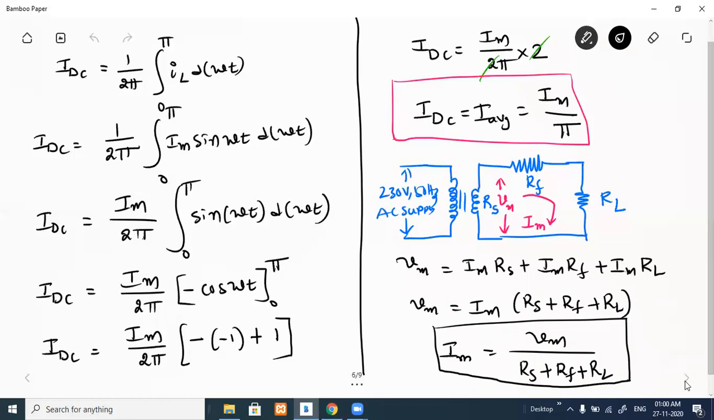Then the second parameter is average DC load voltage.